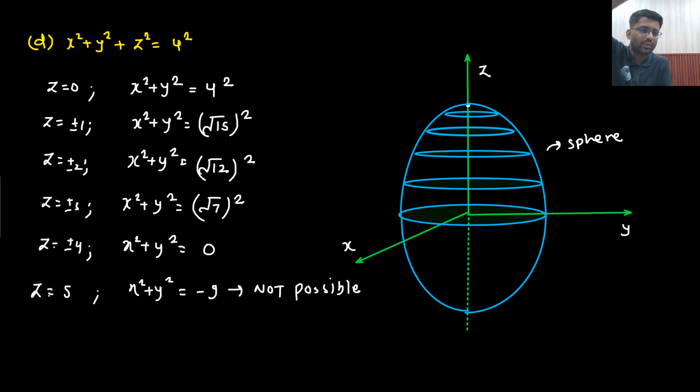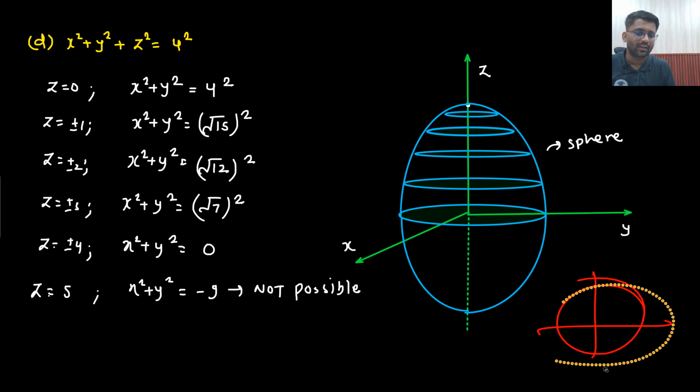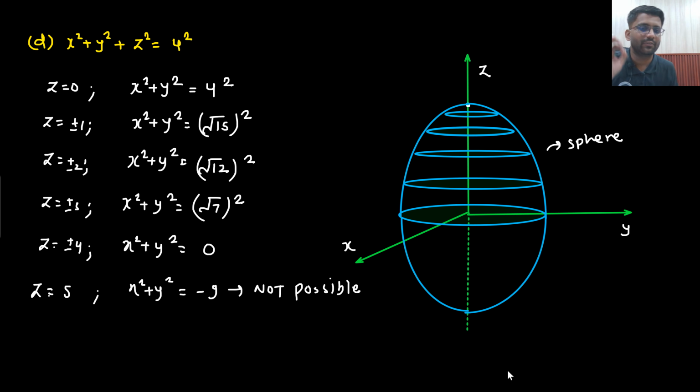On the xy plane you just need to take the projection. That means on the xy plane it will look like x square plus y square equals 4 square. It will be a circle on the xy plane, right? In integral calculus, again and again I will be asking only one thing: once we put the limit of z, let me know the limit of x and y. For that we will take the projection on the xy plane.